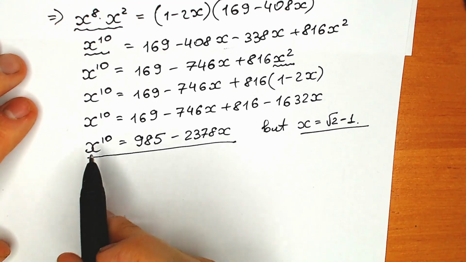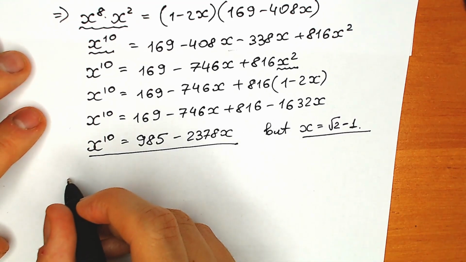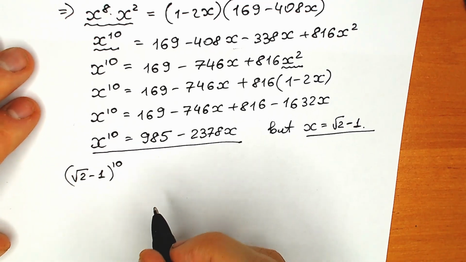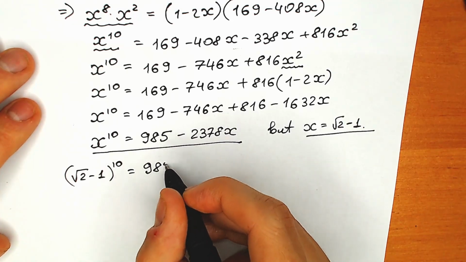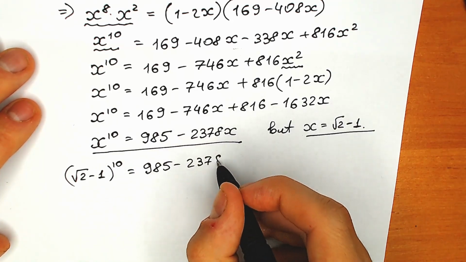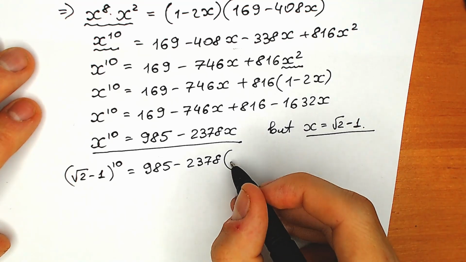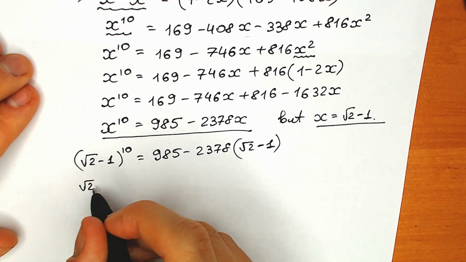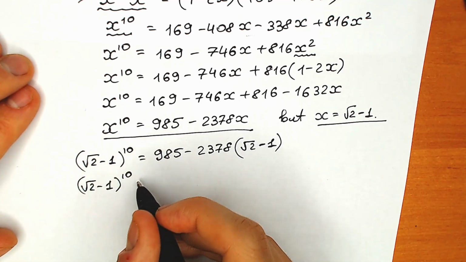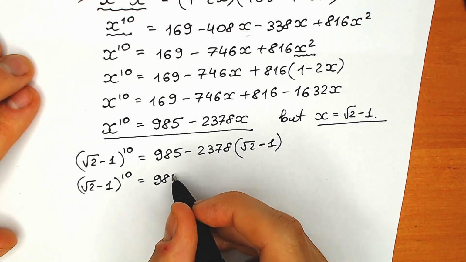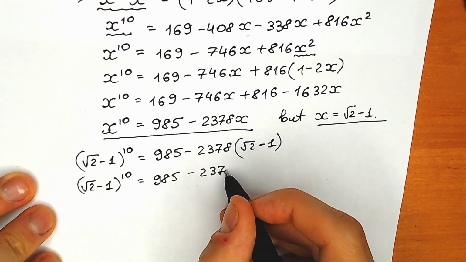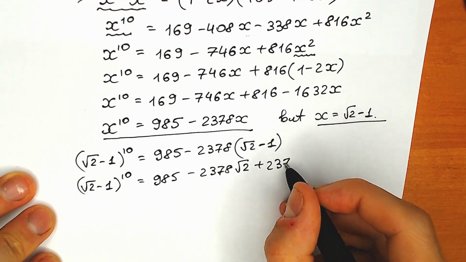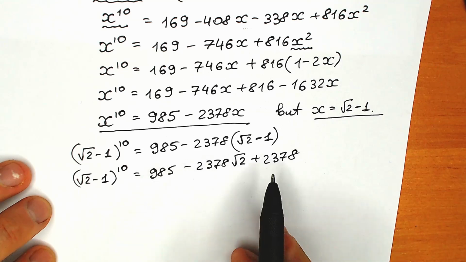So from here, when we plug in instead of this x this one, as a result we will have square root of 2 minus 1 to the 10th power, the expression that we need to find from the beginning, equal to 985 minus 2378 times x. Instead of x we're gonna plug in this one, so square root of 2 minus 1, and as a result square root of 2 minus 1 raised to the power 10 equals 985 minus 2378 square root of 2, and of course plus 2378.